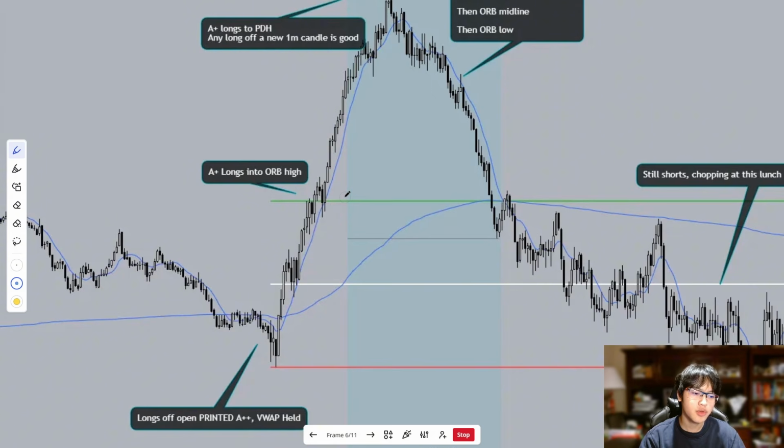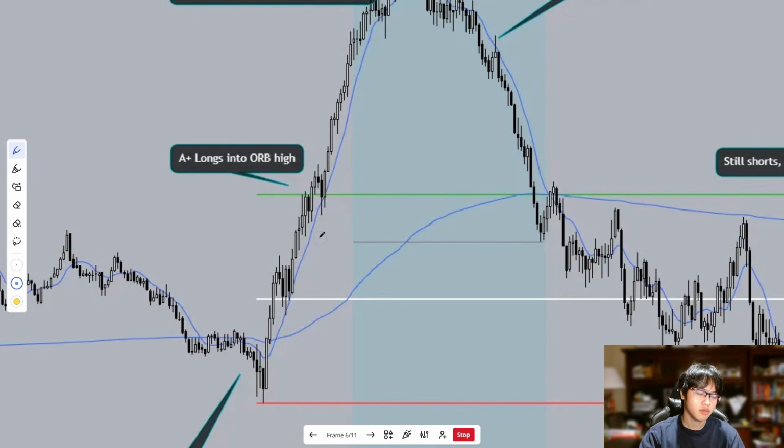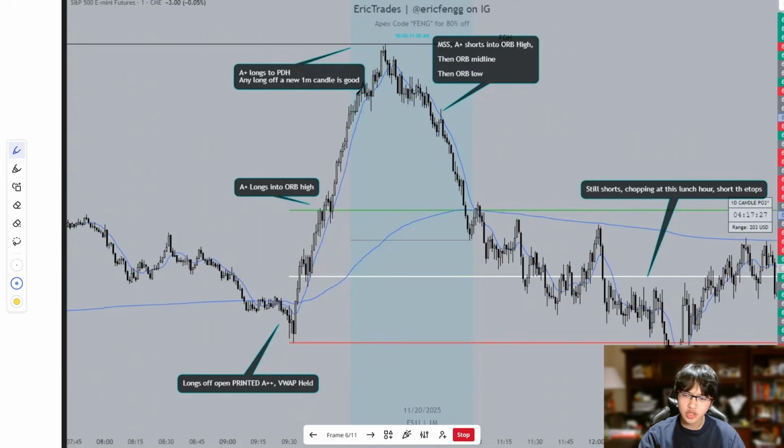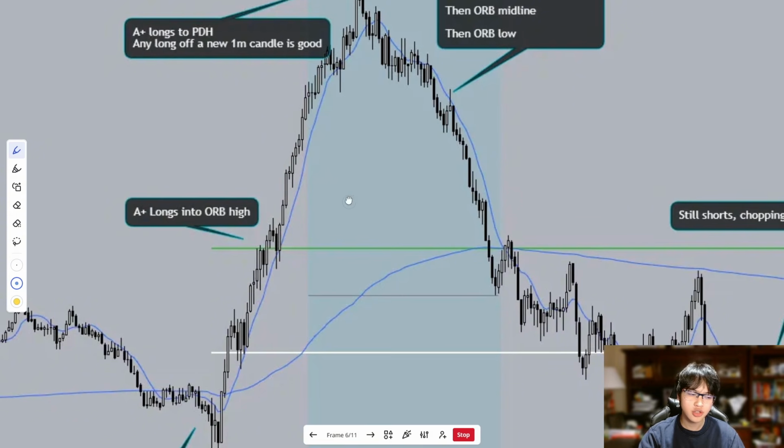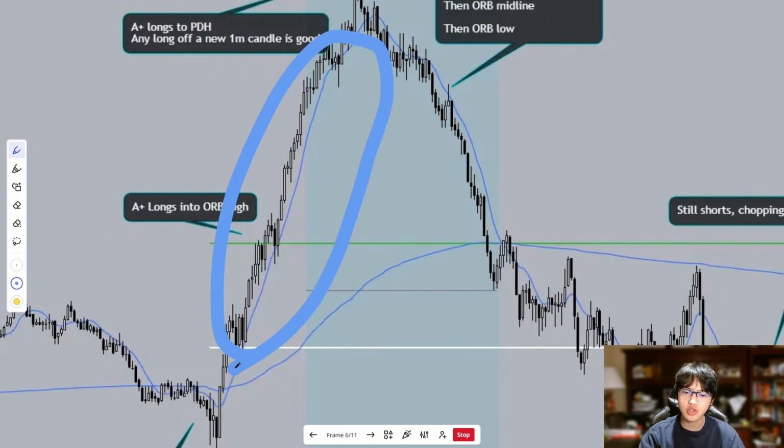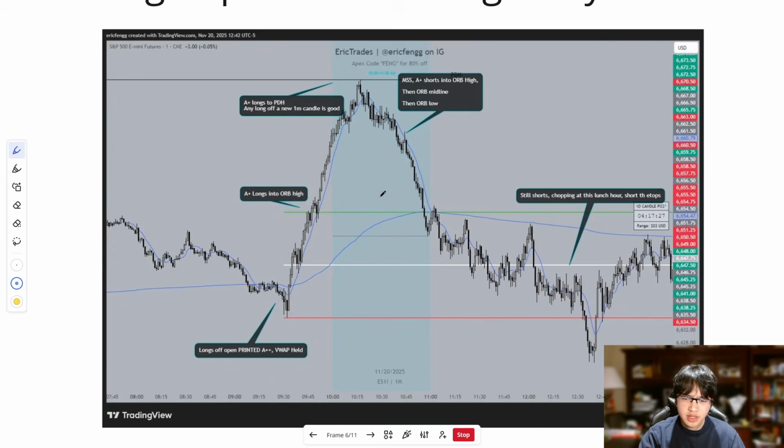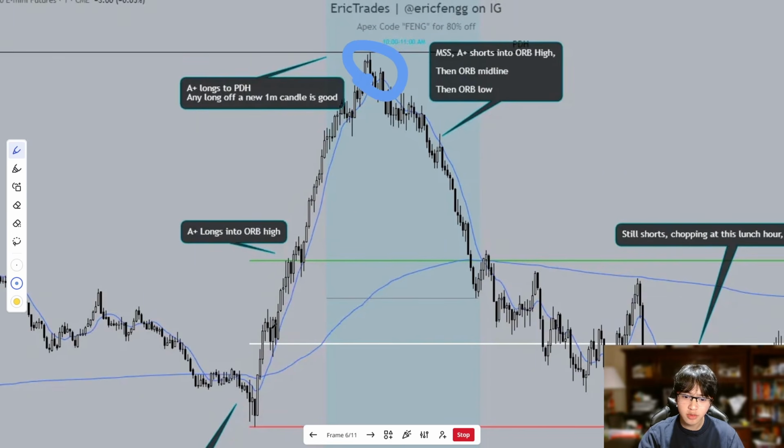And you can enter off pretty much anything, whether it's a fair value gap, a new 1 minute candle, or 9 moving average. You can look at my strategy on how I enter and how I use the levels, but look, it's just so simple. And if you're a counter trend trader, you're just going to get absolutely destroyed on this day. Main point is that we have an obvious level. We want to reach for it. Just follow trend. It's that simple.